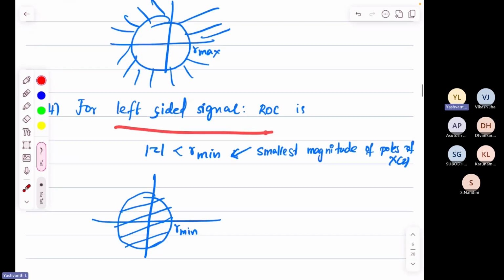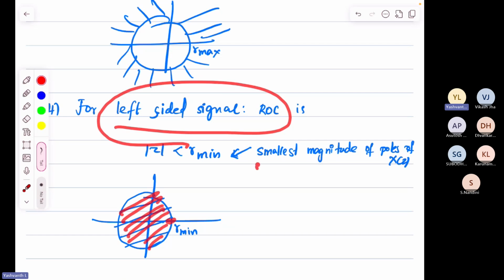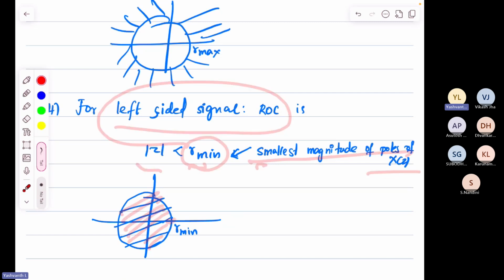Similarly, if it's a left-sided signal, the ROC will be the interior part of a circle with radius given by R min, which is the smallest magnitude of poles of the z transform x of z.